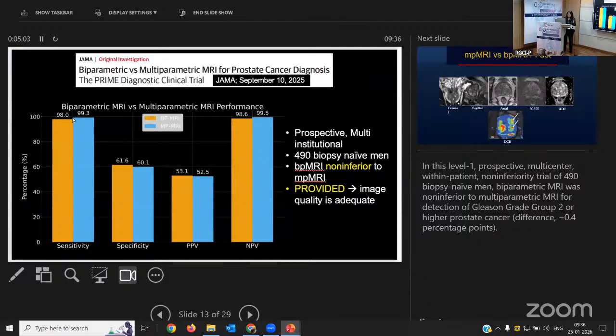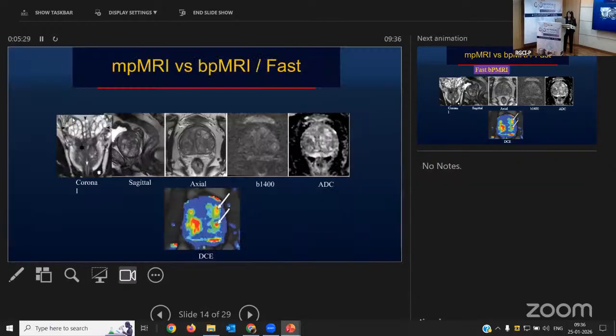So now we have level 1 evidence that biparametric works great in terms of sensitivity and specificity. This was the PRIME trial that was just published last year. There's a big proviso: image quality is adequate, because that is the biggest problem, right? The quality. They actually only included the best quality in this trial. So the problem is, you have to look into that. So now there's another thing. It's not just biparametric, it's fast biparametric.